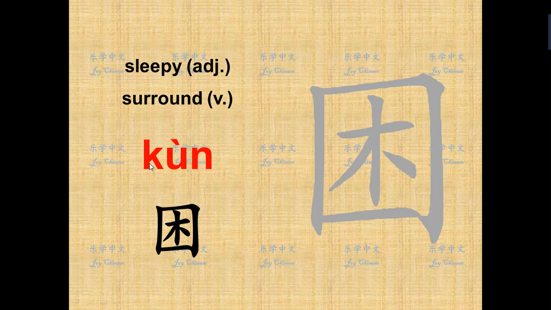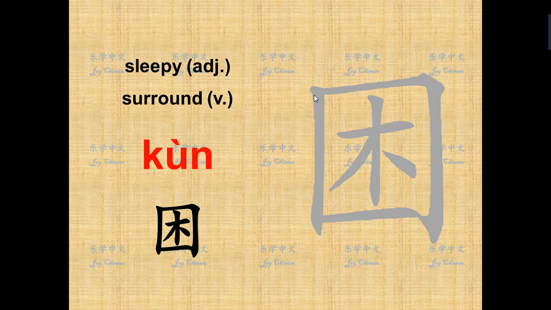Here we have a combination of k and un, fourth tone. Kùn. It means sleepy as an adjective, or surround as a verb. It has two meanings. Here you can see it is a square, like a mouth, right? And wood or tree is surrounded in here. So as a verb, it means surround. Something is locked down inside of a fence.